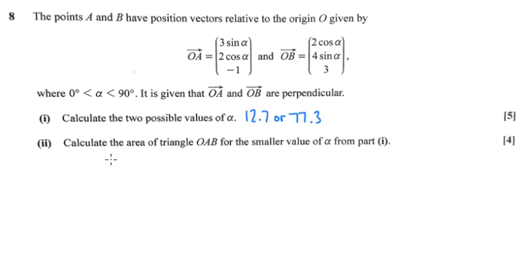Part 2 then says calculate the area of triangle OAB for the smaller value of alpha from part 1. So we're going to use the 12.7 from part 1. Make sure you've got that number on your calculator, the full value, 12.688466676. We need to make sure we're using that full number, so you're going to save that into your memory.